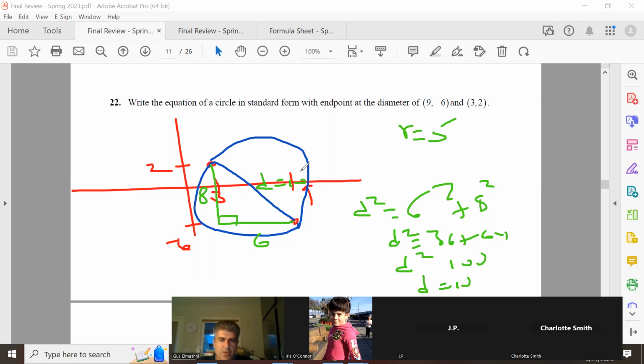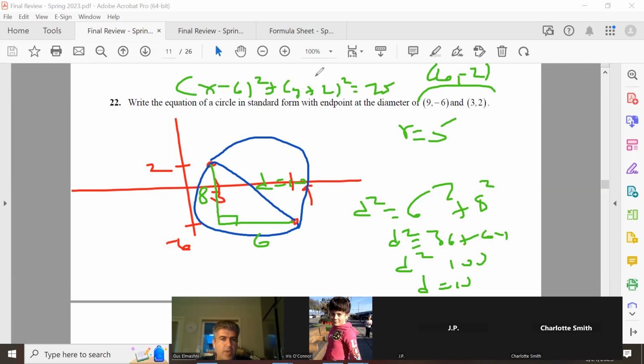And then the center of the circle is that halfway point between these. If you use some intuition, half between 9 and 3 is 6. Half between -6 and 2 is -2. So it's (x minus 6) squared plus (y plus 2) squared equals 25.